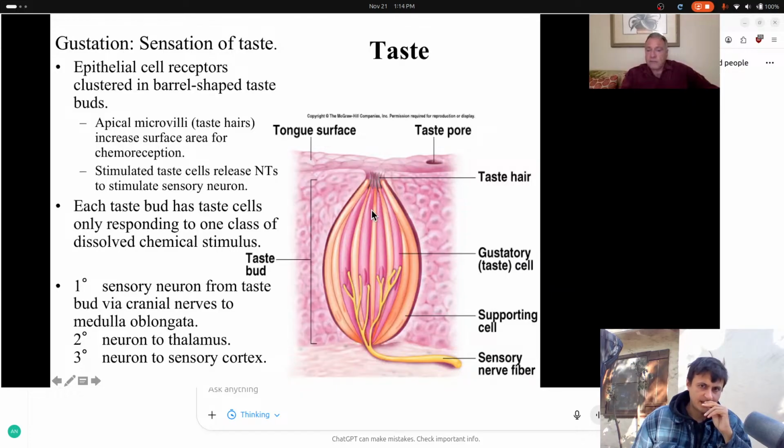Okay, now again, these are special senses, so they're traveling directly via cranial nerves. So the sensory neuron from the taste bud goes to the medulla down in the brainstem, then back to the thalamus again, so the thalamus is also filtering this.